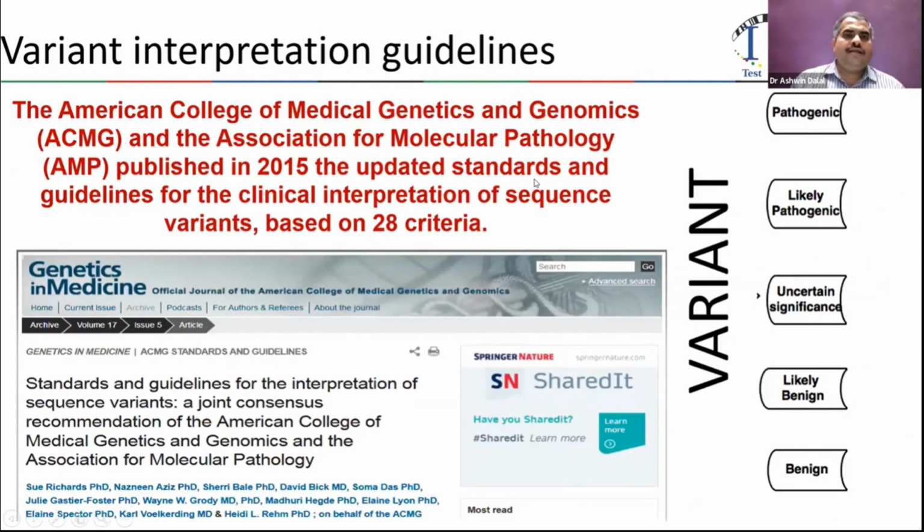The guidelines for variant interpretation were given by the American College of Medical Genetics and Genomics along with the Association of Molecular Pathology in 2015. And these are the guidelines based on 28 criteria which are used the world over to classify a variant. So based on all the evidence that we have talked about just now, every variant is classified as either benign, likely benign, variant of uncertain significance, likely pathogenic, or pathogenic. So every variant has to be classified into one of these 5 categories.